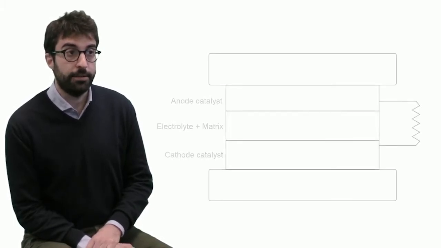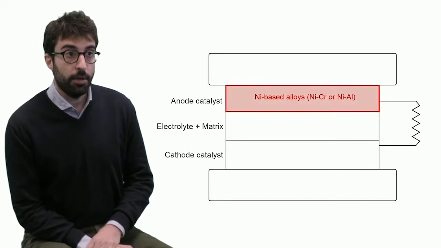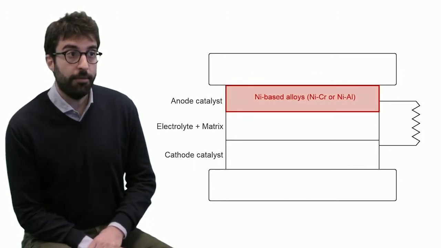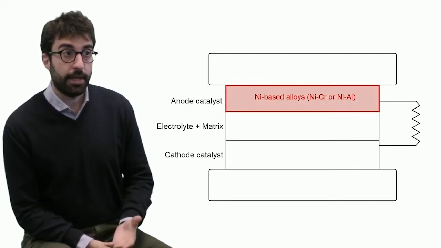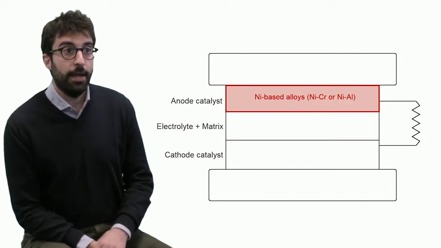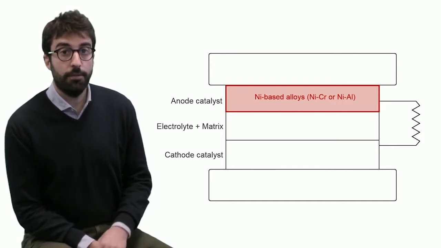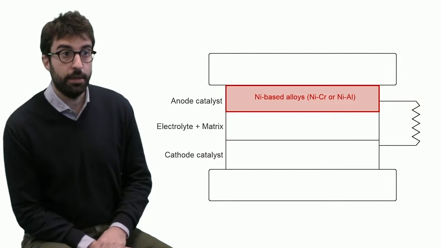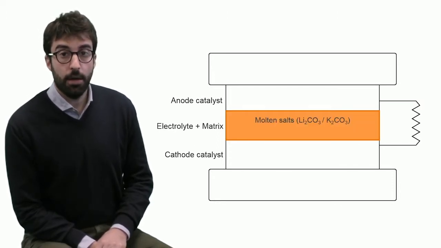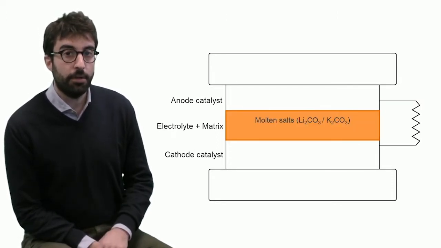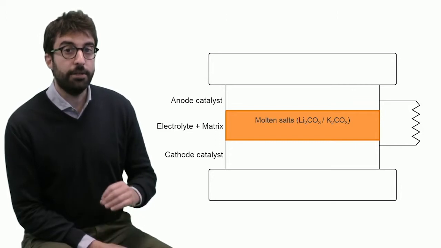Let's go a little bit deeper on the materials of molten carbonate fuel cells. Usually at the anode we have a nickel-based catalyst, usually an alloy of nickel with chromium or nickel with aluminium. Then, the peculiarity of this technology is that the electrolyte is molten.